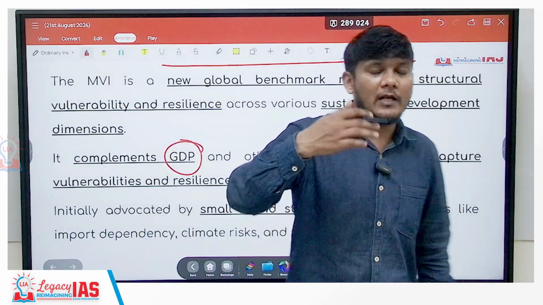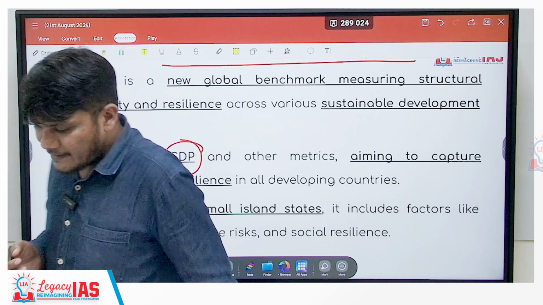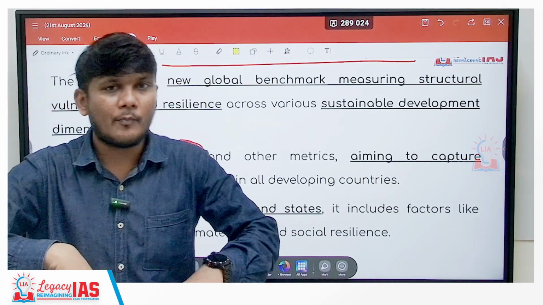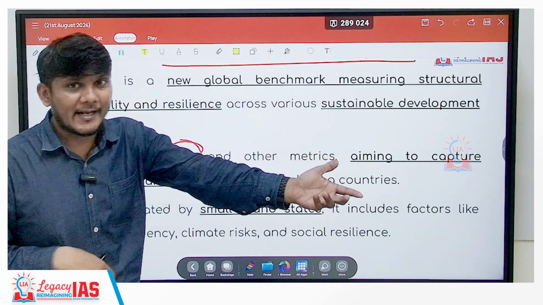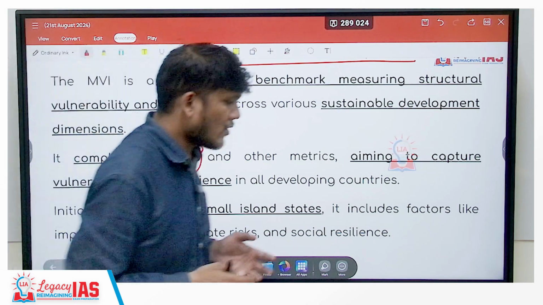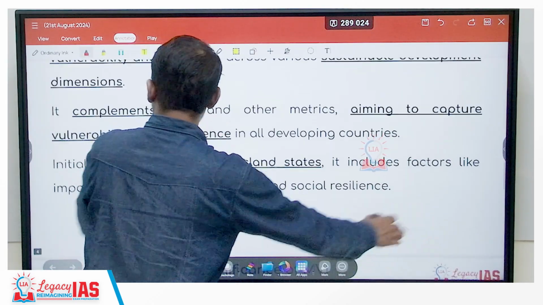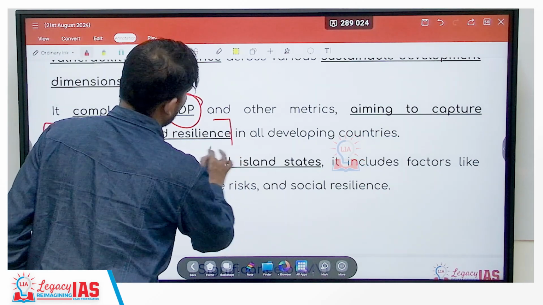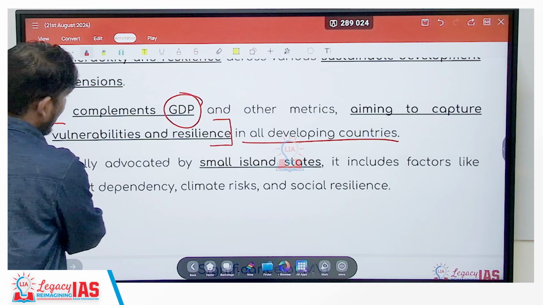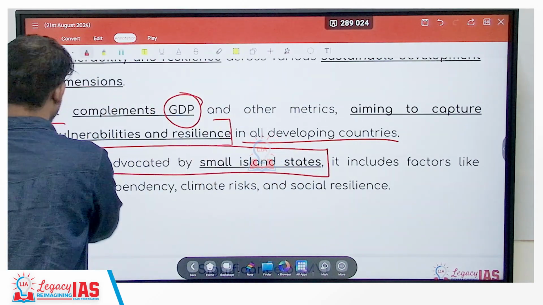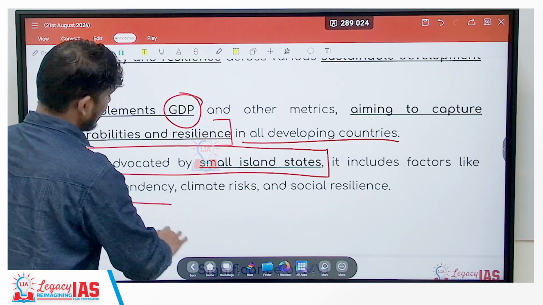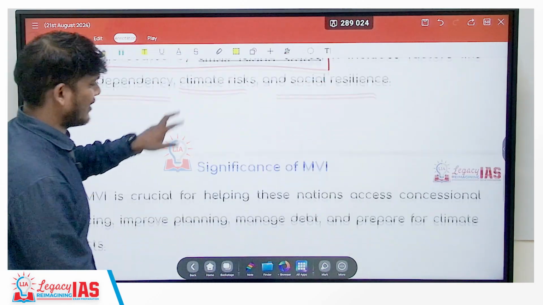In GDP the country can grow, of course, and per capita income can also grow, but the rich may become richer and the poor may become poorer. Multidimensional poverty gave a better index. Here also, the multidimensional vulnerability index will give a better picture of what is actually happening. It aims to capture vulnerability and resilience in all developing countries and island countries as well. Initially advocated by island states, it has important factors like import dependency, climate risk, social resilience, etc.